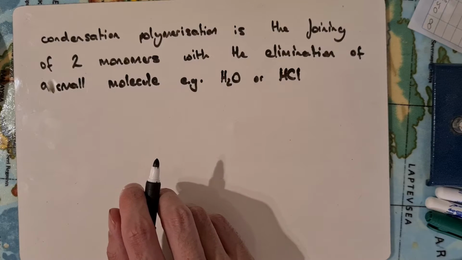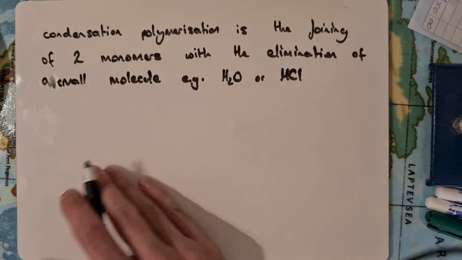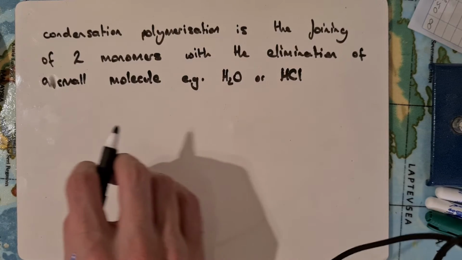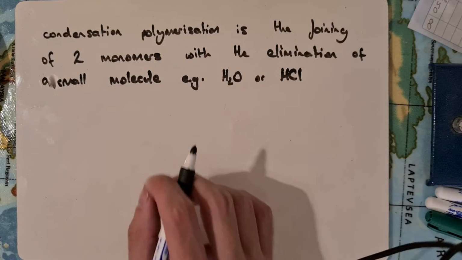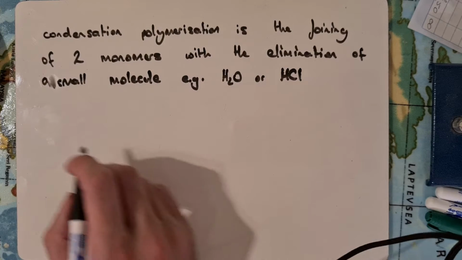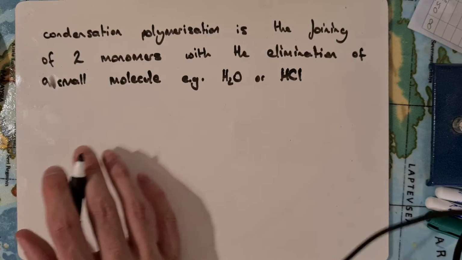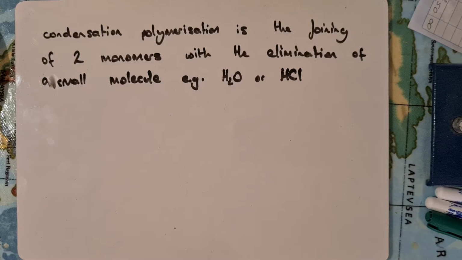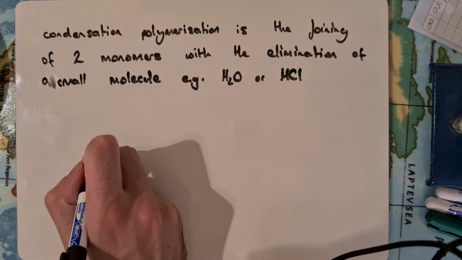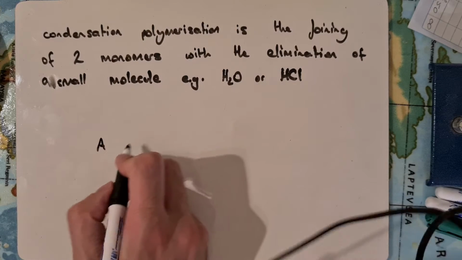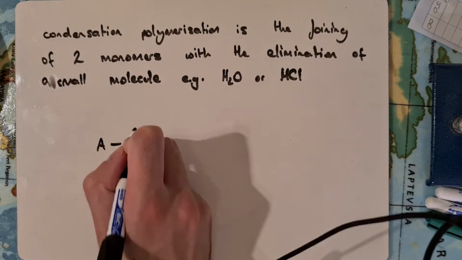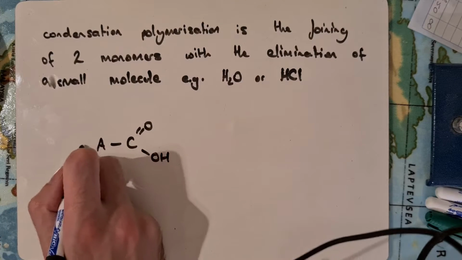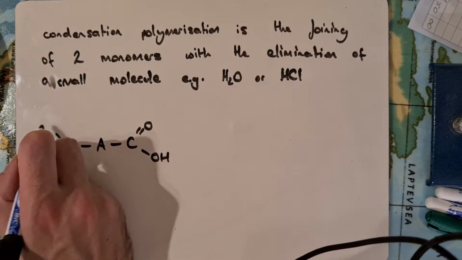So polyesters are compounds that have a repeating unit that contains an ester bond. And we can form them two different ways. The first way is from a single monomer. Now from a single monomer, we're going to need it to have both a carboxylic acid group and an alcohol group.